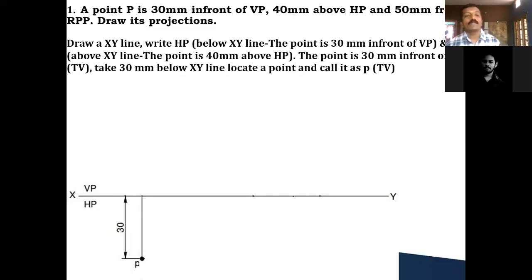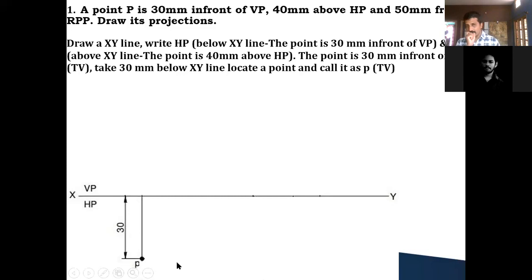Now you take 30 millimeter below the XY line and draw a horizontal projector line like this, and locate one point over there. At least a minimum 5 millimeter distance it should give with respect to the dimension line. Only the point you have to make thick, because the point is our object. And call this as P.